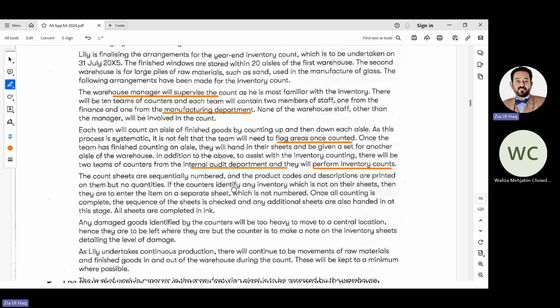If the counters identify any inventory which is not on their sheet, then they are to enter the item on a separate sheet which is not numbered. Obviously, if any inventory is in the warehouse on the floor but not on the sheets, they need to record it on a separate sheet. But that separate sheet should also be pre-numbered.